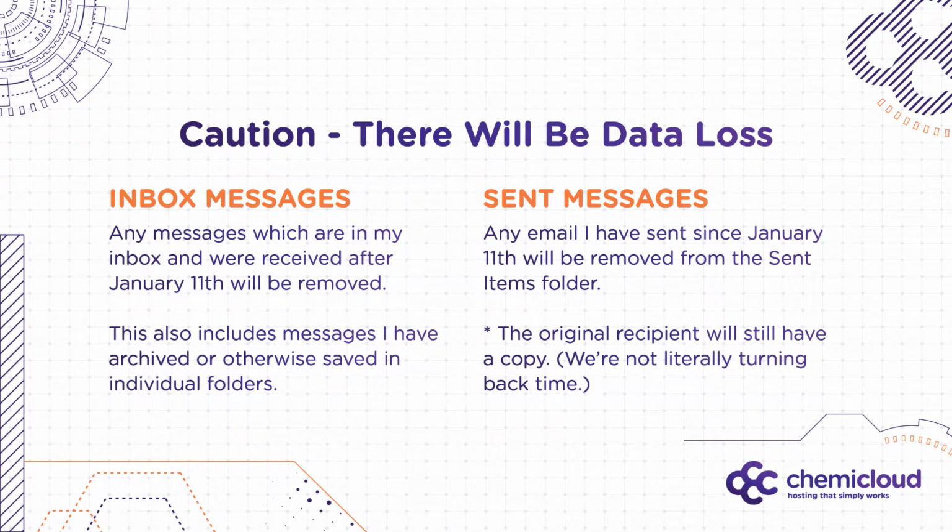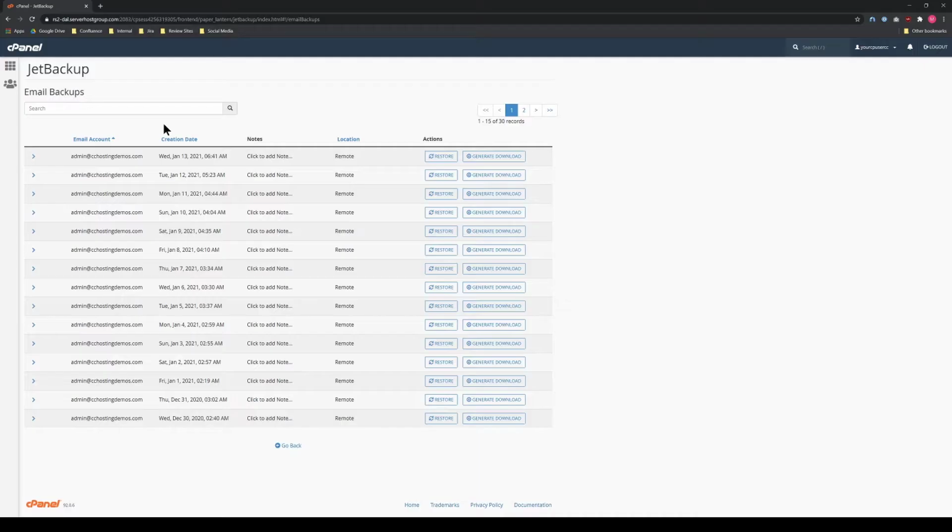Before I do, however, I want to call out that there will be data loss in restoring this backup. Any email that I have received since January 11th will be removed from my inbox and any folder that I may have moved the message into. Additionally, any email I've sent since January 11th will be removed from my sent items folder. To proceed, I'm going to click Restore next to the January 11th backup.